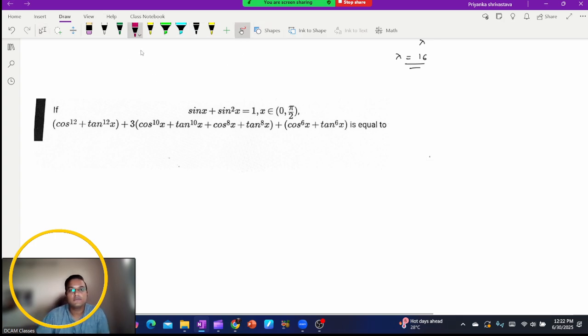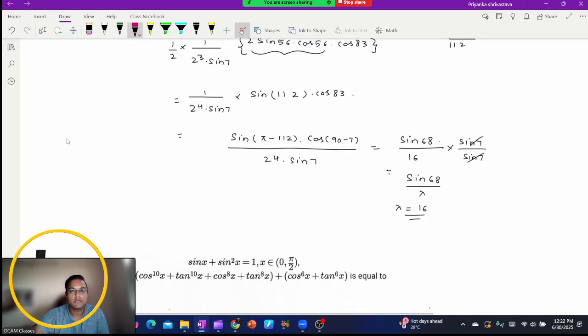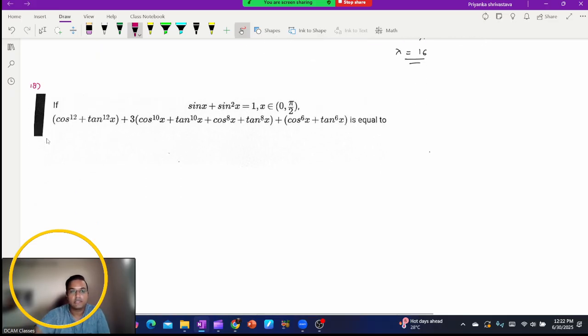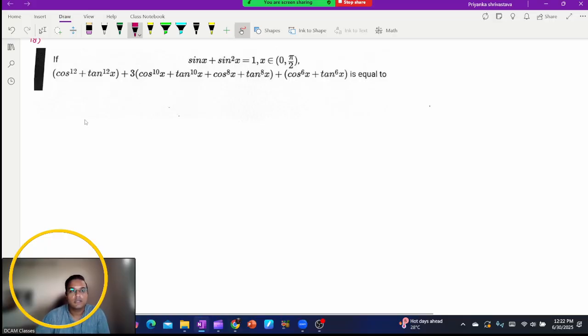This question I think was once asked in JEE Main. Try to solve this question. The thing that they have given us is sin x plus sin square x is equal to 1. So sin x is equal to 1 minus sin square x, so it will become sin x is equal to cos square x. This is one thing we can use.